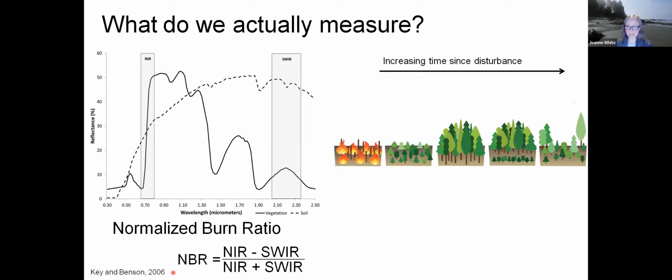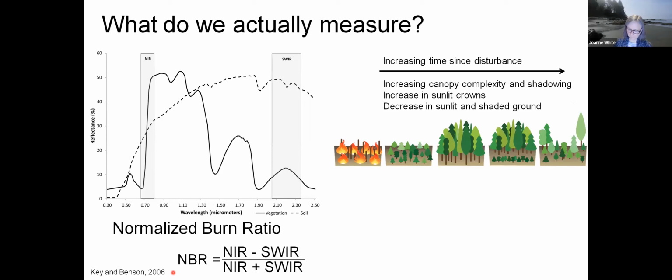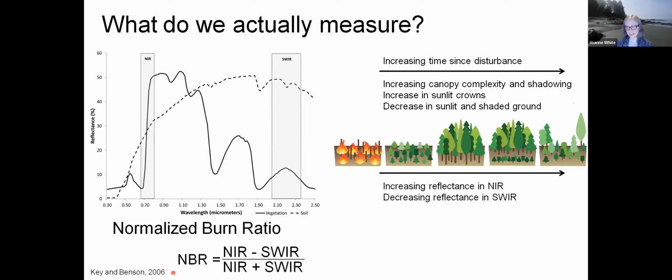What we find is that with increasing time since disturbance, we have a marked increase in reflectance in both the shortwave infrared and near infrared bands. And that initial 20 to 30 year period following a stand-replacing disturbance is characterized by an increase in the proportion of sunlit crowns and a decrease in sunlit and shaded ground. So we see increasing canopy complexity and shadowing, and we're getting an increase in reflectance in the near infrared and a decrease in the shortwave infrared.